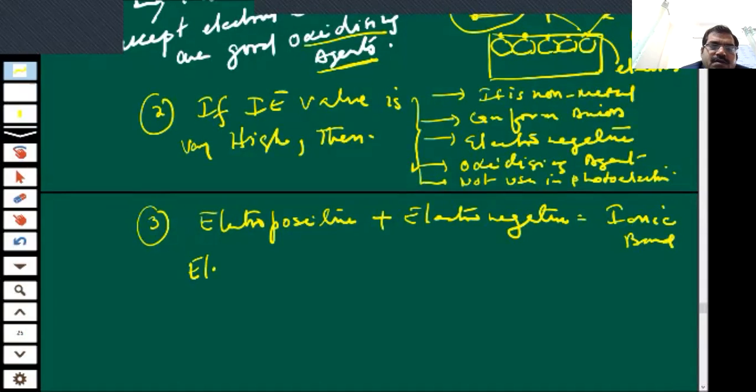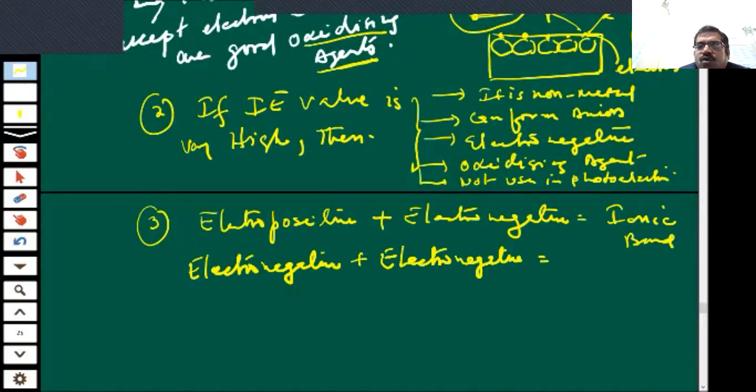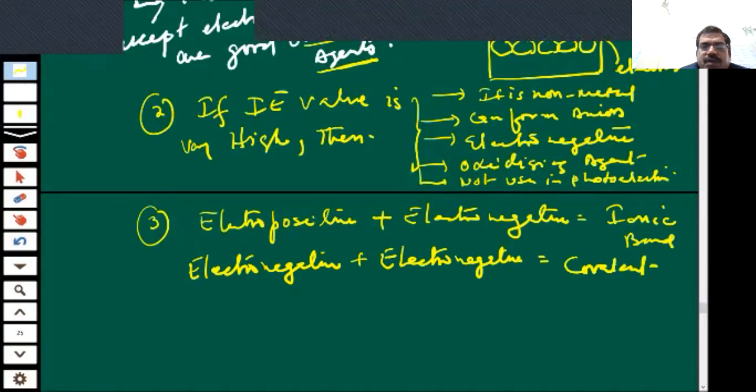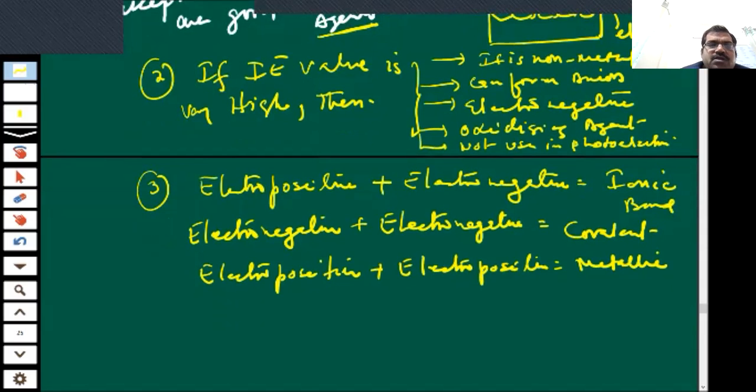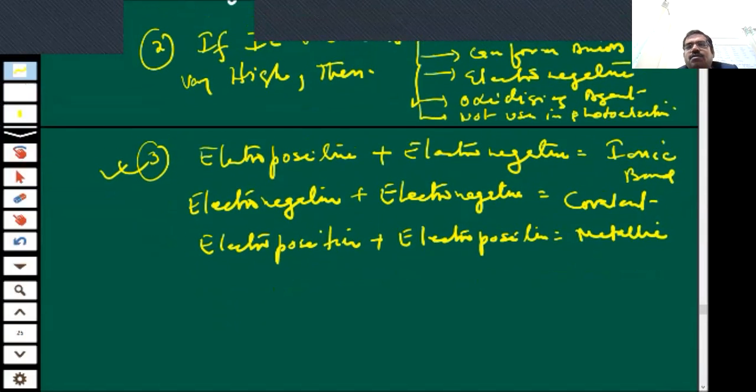But if one is electronegative and the other one is also electronegative, then a covalent bond will be formed. And if one particle is electropositive and the other one is also electropositive, then a metallic bond is going to be formed. I told you earlier. This point was explained earlier. Please note it down.